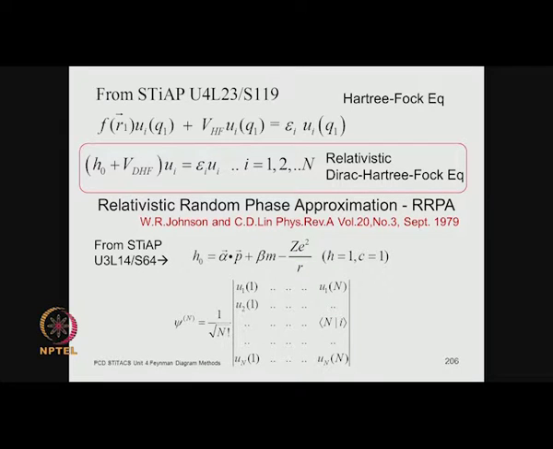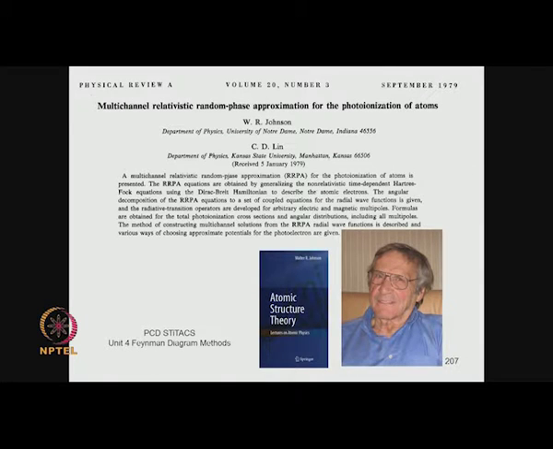So, this is the solution for the relativistic Slater determinant. This is the solution to the Dirac-Hartree-Fock, and what the relativistic Dirac-Hartree-Fock does is to include the statistical exchange as we know it. It includes the statistical correlations, and it includes the relativistic effects, because it started out with the Dirac equation rather than the Schrodinger equation.